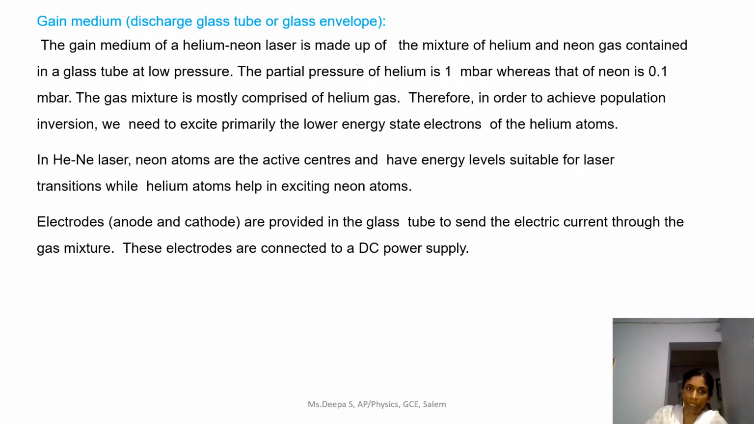Next, active medium or gain medium. Here the helium and neon are taken in the ratio of 10:1. This 10:1 does not denote 10 parts of helium to 1 part of neon. It denotes the pressure of the helium and neon. That is, helium is taken at 1 millibar pressure and neon is taken at a pressure of 0.1 millibar.